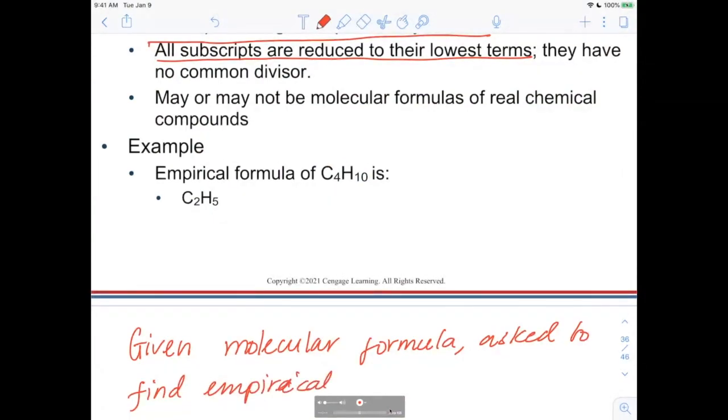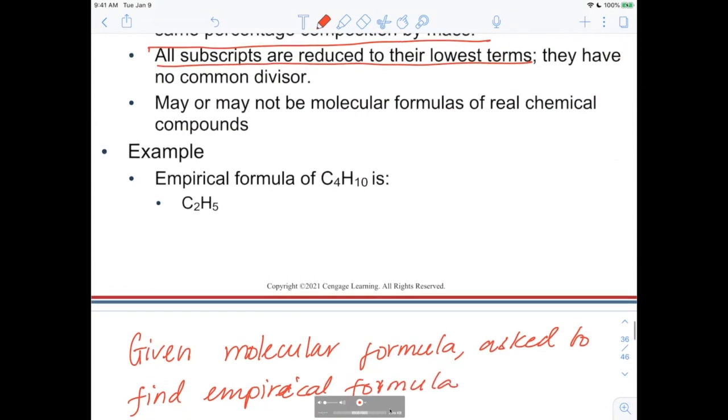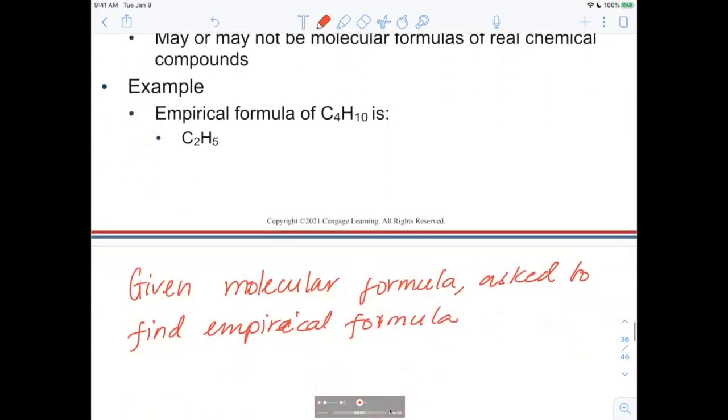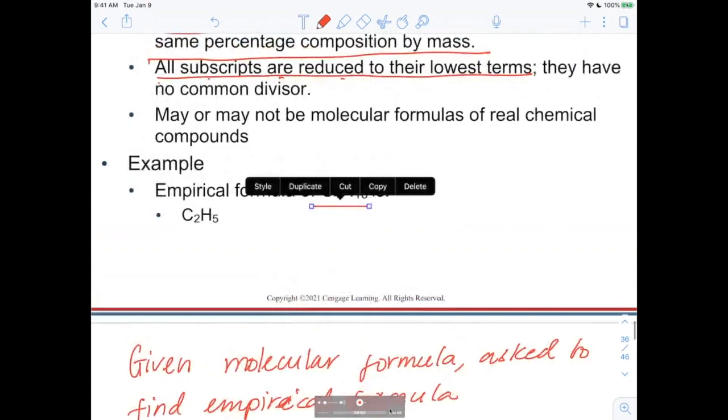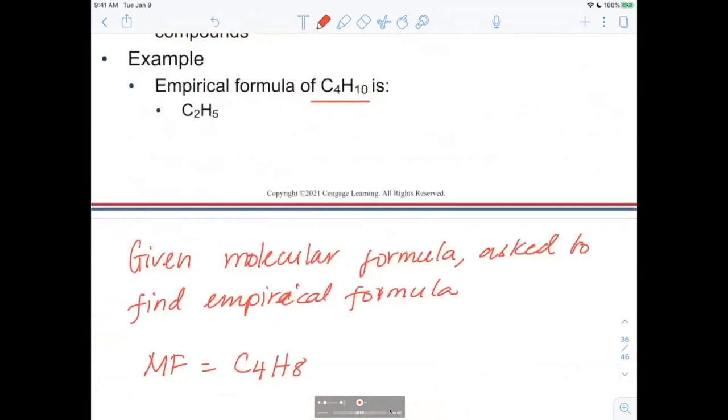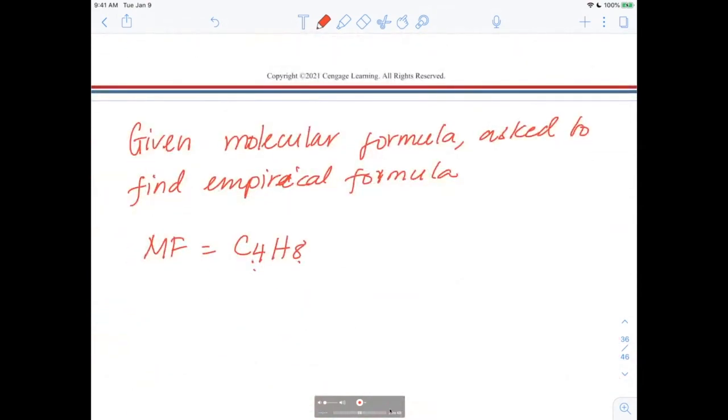Empirical formula. This is what will happen. So we're told here all subscripts are reduced to the lowest terms. They have no common divisor. Okay. So if you're given a formula like this one here, molecular formula, I'll call it MF. This is going to be C4H10. Now we're ready to read the statement here. All are reduced to the lowest terms. They have no common divisor. So find the greatest common factor between these two.